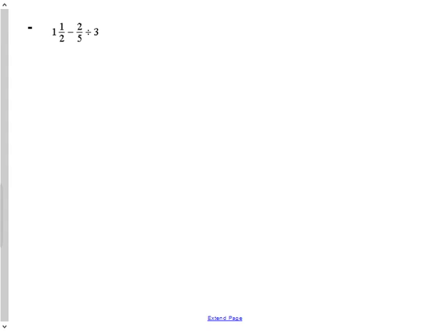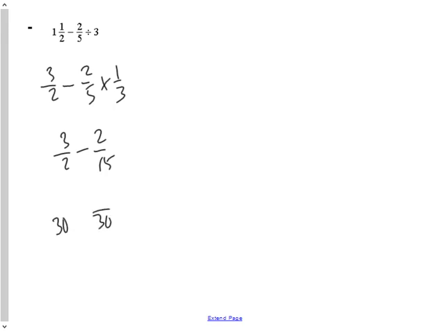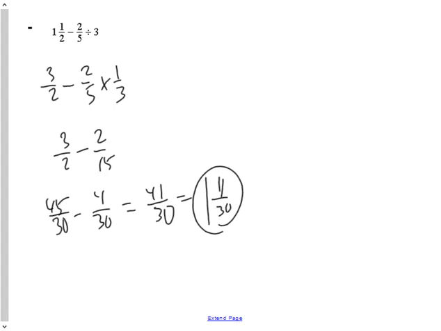Question 3. 1 1/2 take away 2/5 divided by 3. I'm going to put 1 1/2 as 3 over 2. Take away 2/5 multiplied by the reciprocal, which will be 1 over 3. Take away 2/15. You multiply it out. Once you get to there, find your common denominator. 45/30 is equivalent to 3 over 2. Take away 4/30 will be 41/30, or 1 11/30.